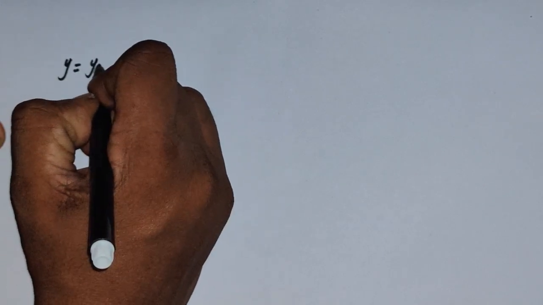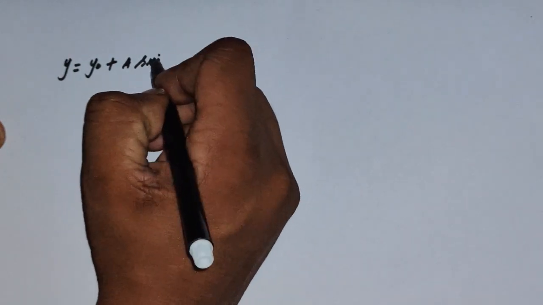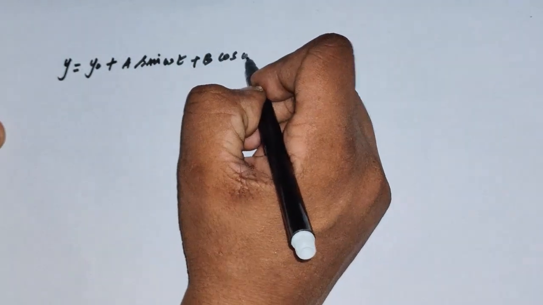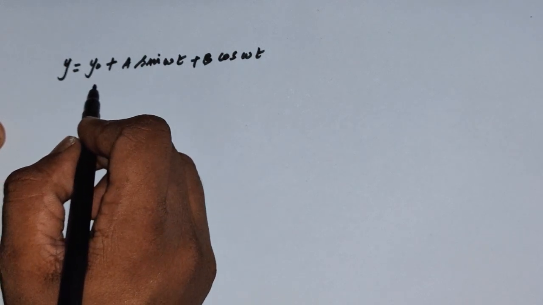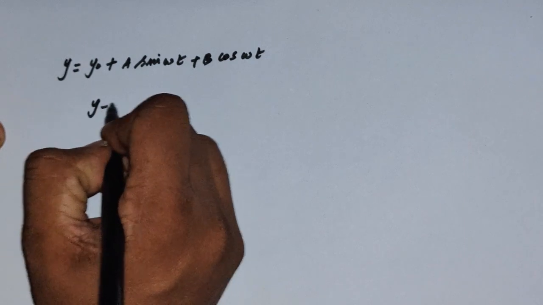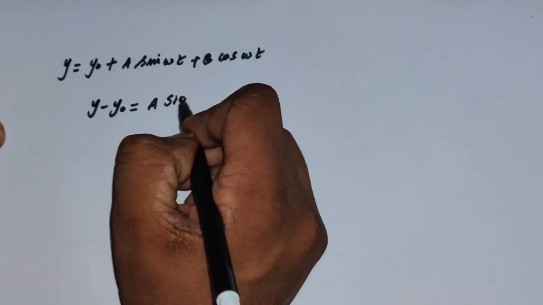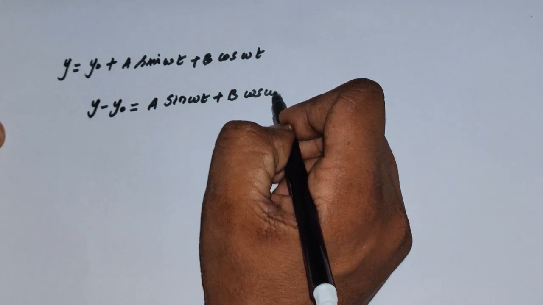Here it is given the displacement of the particle executing simple harmonic motion, that y should be equal to y naught plus a sin omega t plus b cos omega t. In general the y naught is constant, so you can take it to the other side. So y minus y naught is equal to a sin omega t plus b cos omega t.